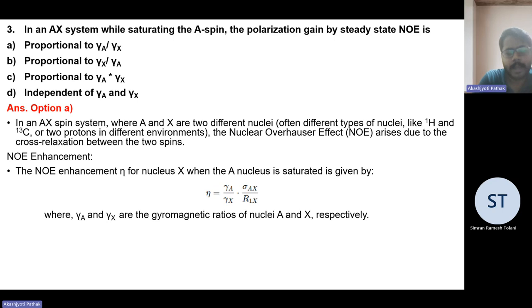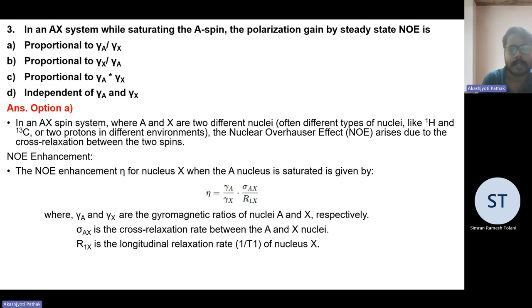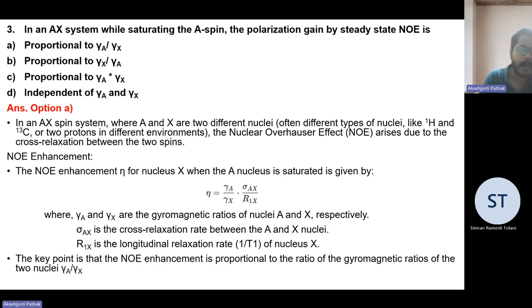So what are these? Gamma A and gamma X are the gyromagnetic ratios of nuclei A and X. Sigma AX is the cross relaxation rate between A and X nuclei. R1X is the longitudinal relaxation rate, or the reciprocal of the T1 relaxation, the spin lattice relaxation of nucleus X. So the key point is that this NOE enhancement is proportional to the ratio of the gyromagnetic ratios of the two nuclei, gamma A and gamma X.